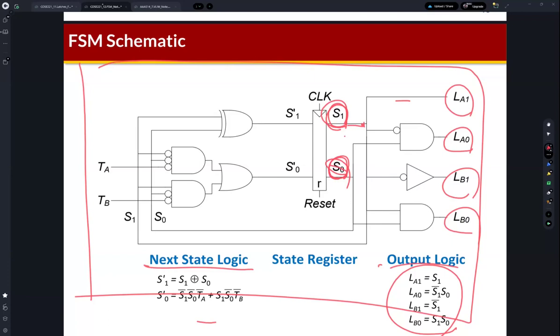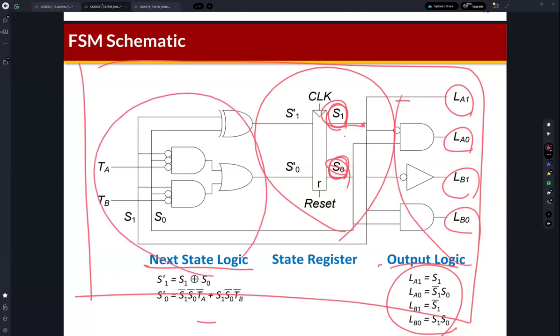Okay. So FSM includes the sequential logic. Actually, it's very simple. Flip-flop. Okay. And then combinational logic. That's what we learned. Okay. So actually, it's a mix. So this is the sequential logic design.